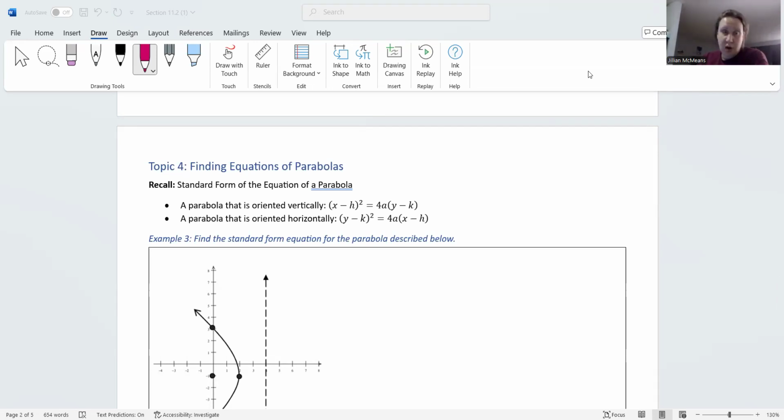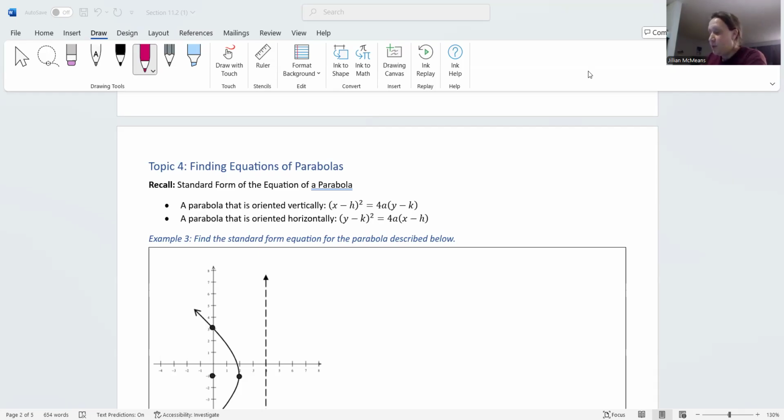Okay, so for topic 4, we're going to look at finding equations of parabolas. So in this case, you can obviously see here, for example 3, we're going to look at a graph and pull some information from the graph and then get an equation. In the next examples, we're going to be given information about a parabola and we're going to build the equation from that, okay?